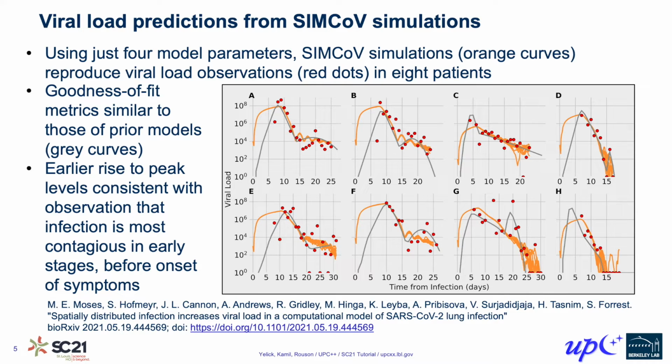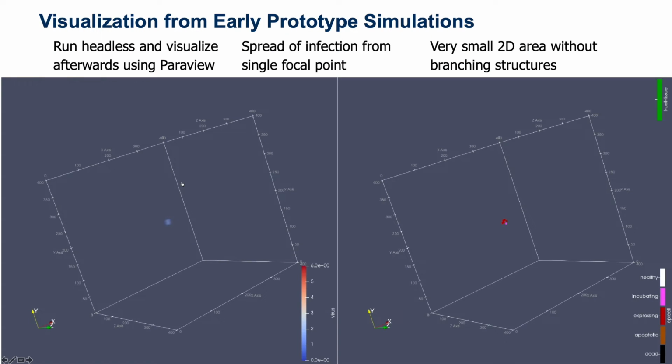Additionally, the SimCOVE prediction of an earlier rise and more prolonged period at the peak level of viral load is consistent with the observations that the virus is most contagious early in the infection, prior to the onset of symptoms, when, almost by definition, there is no observational data to fit. The competing models are based on ODEs, and although they can match temporal distributions of viral load, they are unable to capture spatial aspects of the disease.